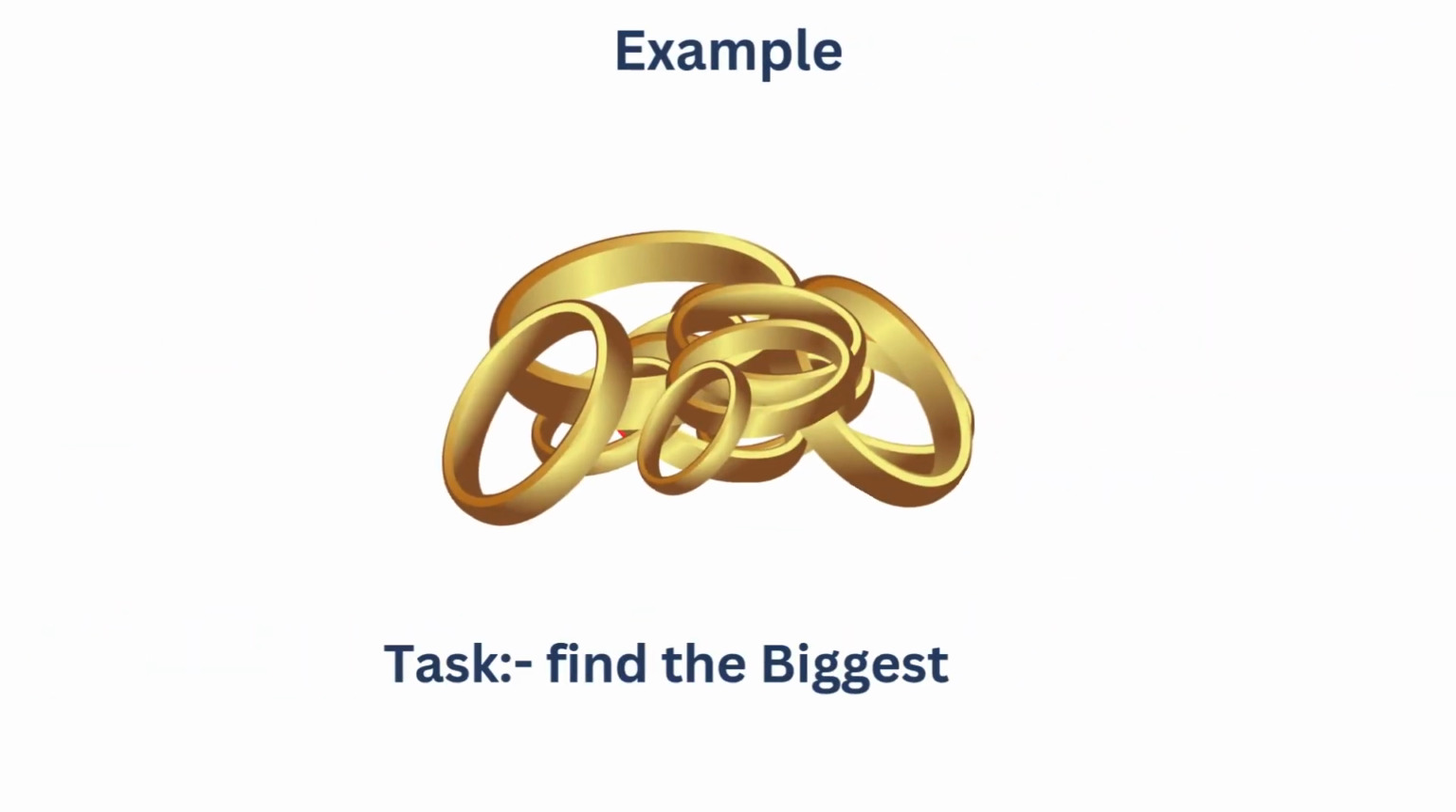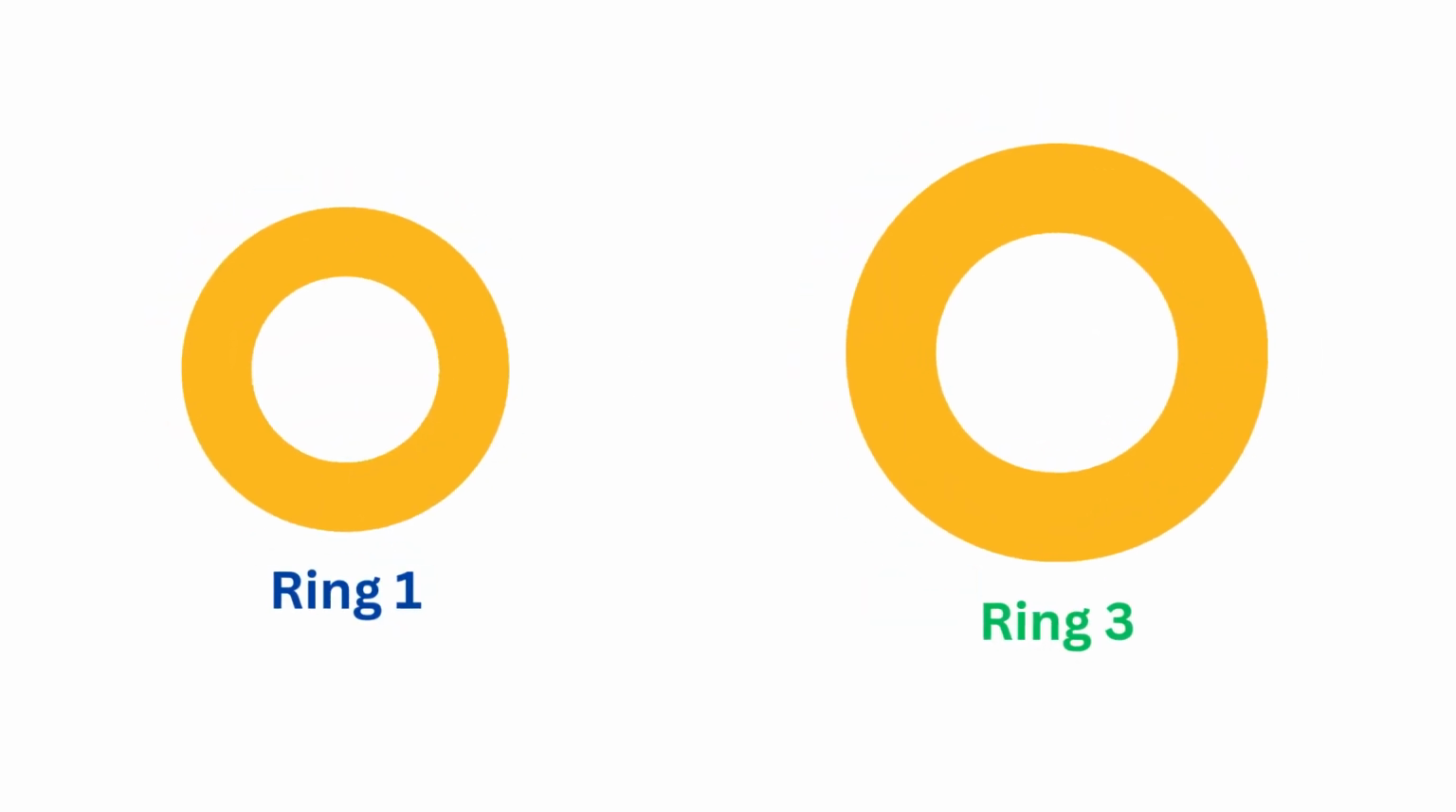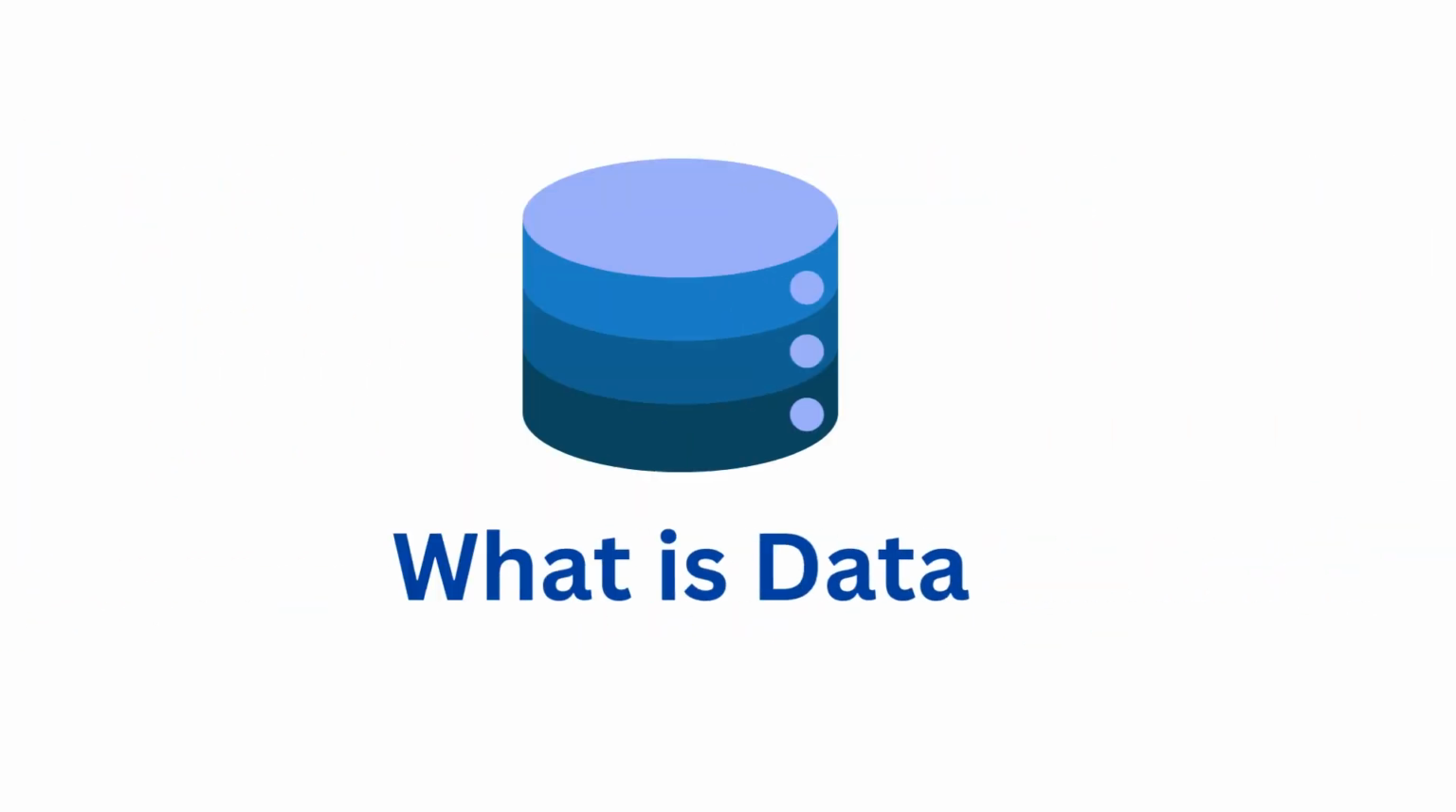Imagine you want to find the largest ring in a bunch of rings. Start with the first ring. Compare it with the next ring. Keep the bigger one. Repeat until you check all rings. The ring left is the largest. This is an algorithm. What is data?